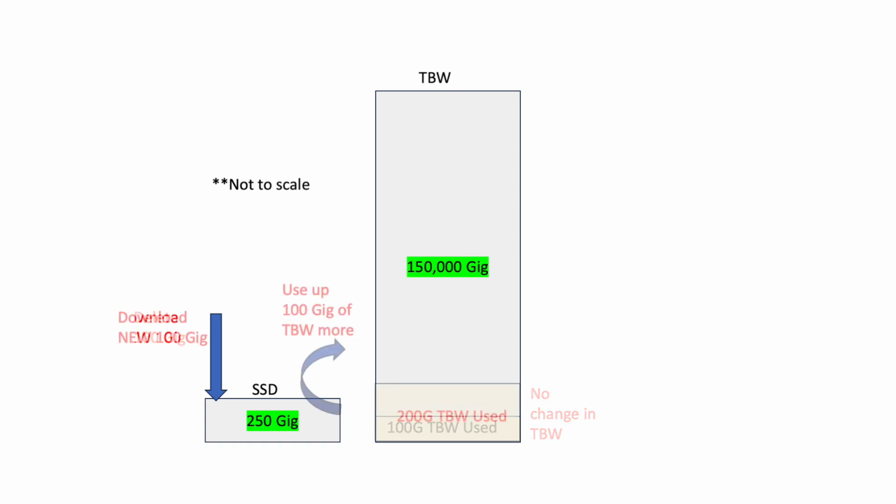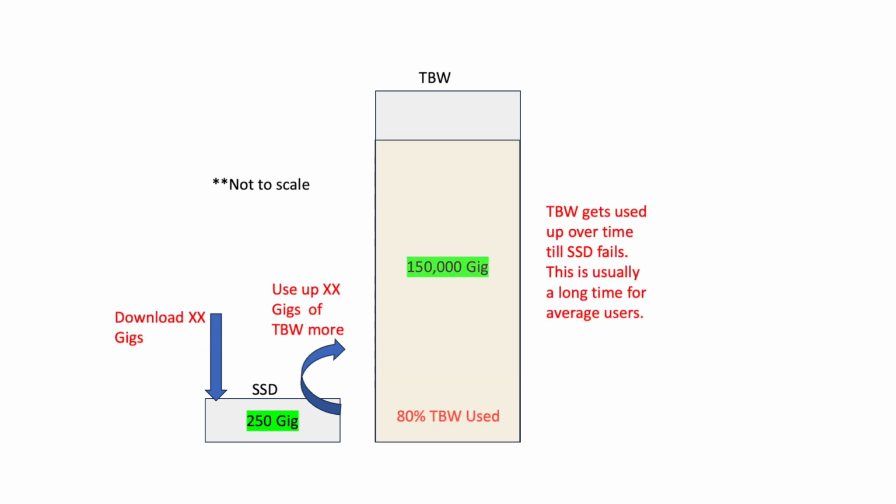When you next download an additional 100 gigabytes, that uses up another 100 gigabytes of the terabytes written. So now your terabytes written are up to 200 gigabytes, and it continues to grow as you download more. As you download data, more of it gets used up until it's 80% or 100%. And the terabytes written is an indicator of when it might fail.